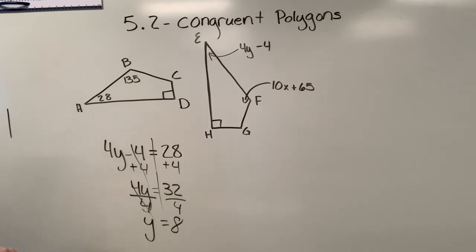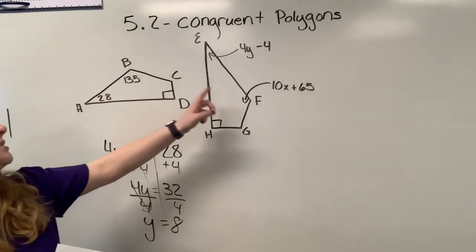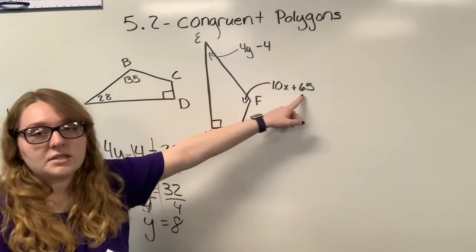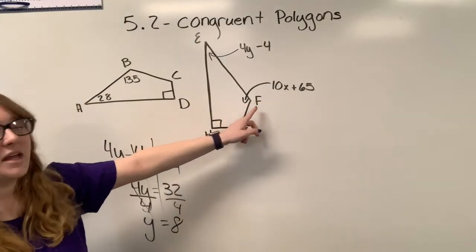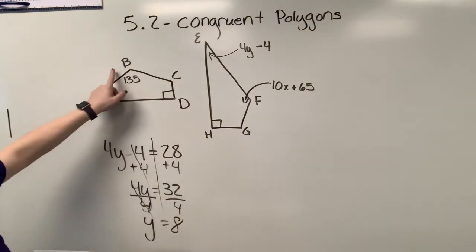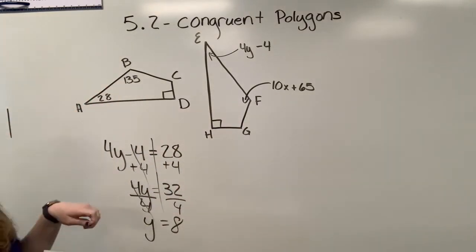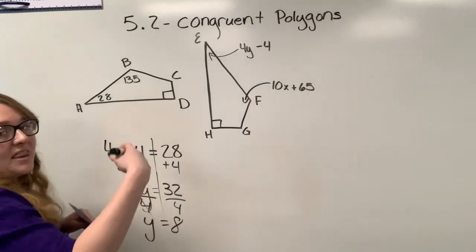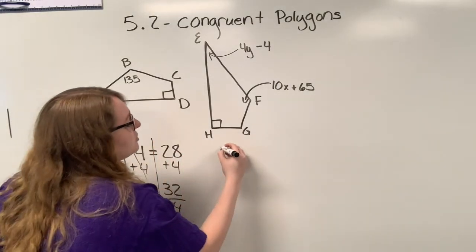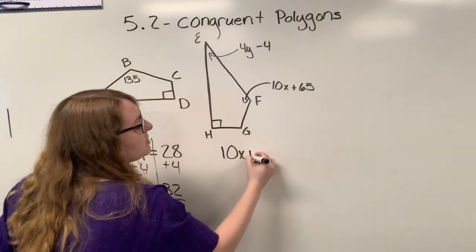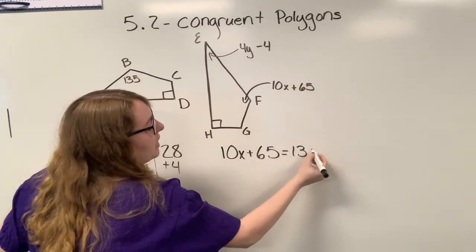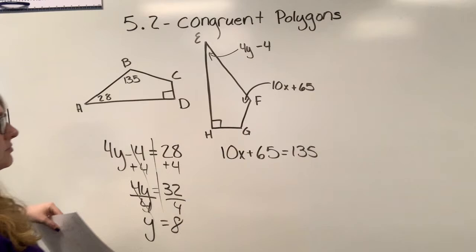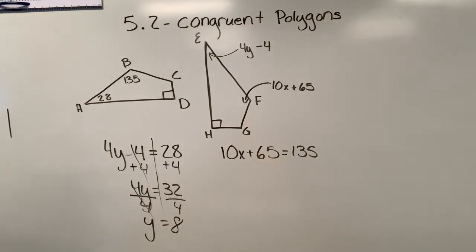Now we're going to do the same thing to solve for x. We can see that our x is 10x plus 65, and that is on our biggest angle. It's kind of the pointy one, which is our angle B, 135 degrees. So we're going to set this equation up as well. So we have 10 times x plus 65 is equal to 135.